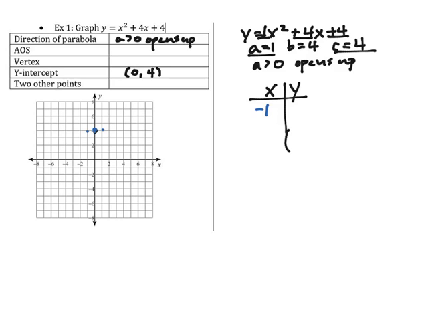Let's substitute negative 1 into the equation. y equals negative 1 squared plus 4 times negative 1 plus 4. Then y equals 1 minus 4 plus 4, so y equals 1. So negative 1, I got 1. Negative 1, 1. I'm going to go ahead and plot that.